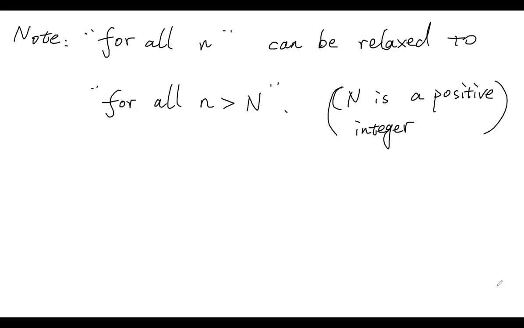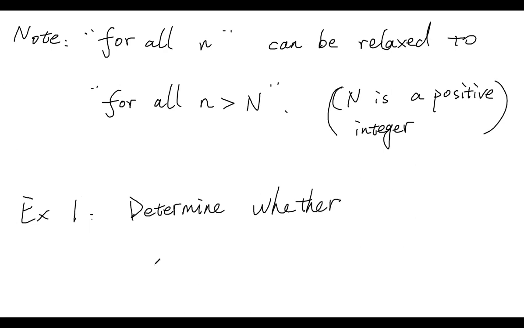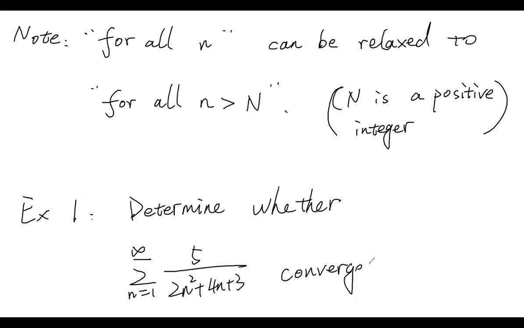Okay, let's see an example. So let's try to determine whether this series, the sum of n from 1 to infinity of 5 divided by 2n squared plus 4n plus 3, converges or diverges. So for this series, we can use the comparison test.